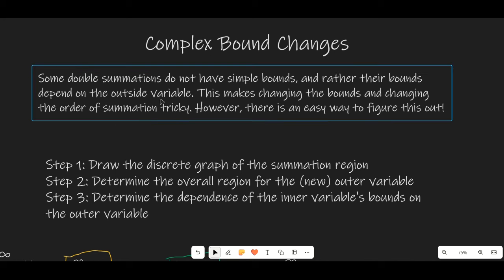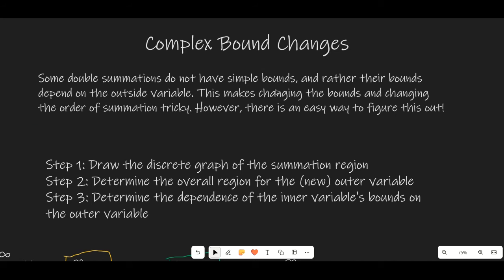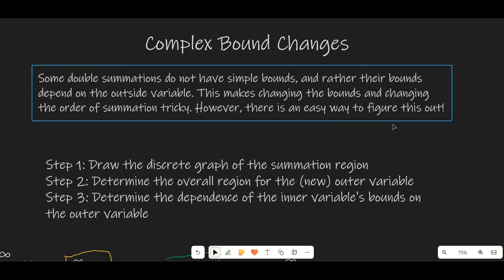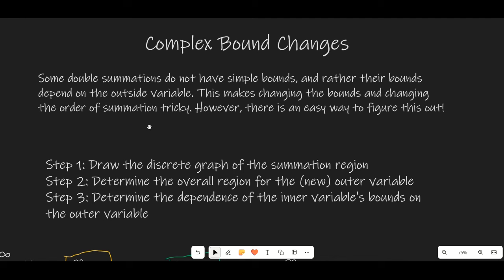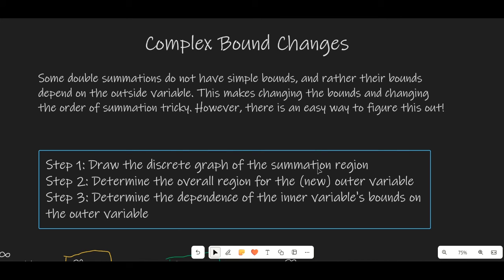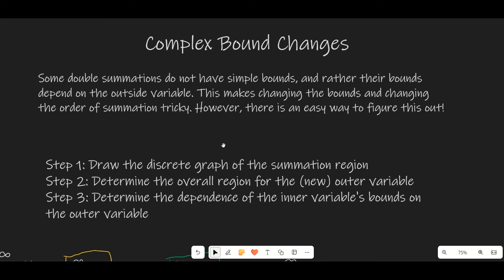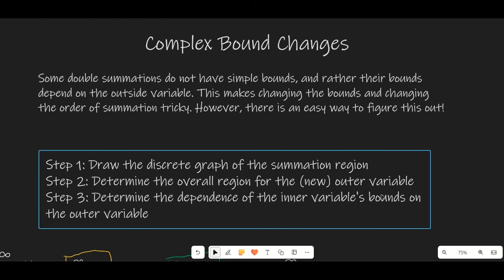So, it can be very tricky to do this because the bounds on the inside depend on the outside variable, but there is an easy way to figure this out. So it's really a three-step process that I'll go through in depth with you. First, you're going to draw the discrete graph of the summation region, and I'll show you what that looks like. Step 2, you're going to determine the overall region for the new outer variable. So the inner variable, you're going to switch to the outer variable, so you're going to determine the overall region of all the values that this variable can take on. And then step 3, you're going to determine how the inner variable's bounds depend on the outer variable.